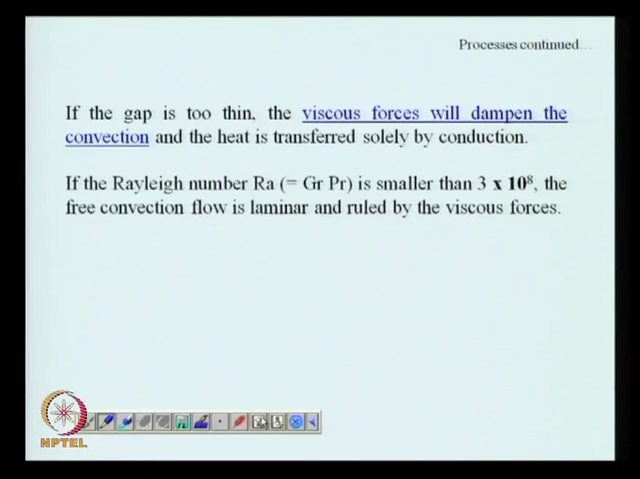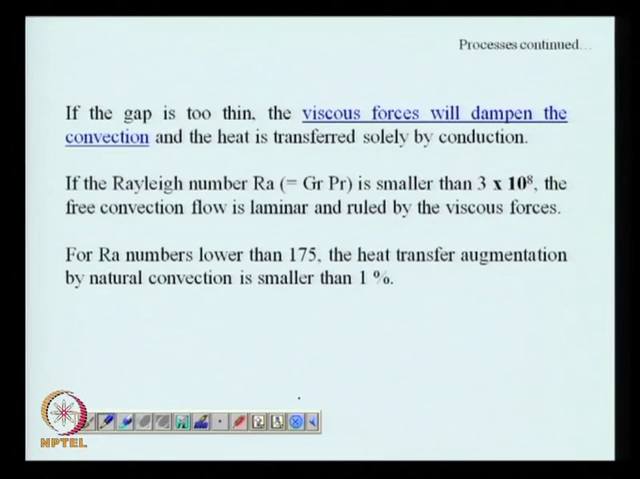Now, if the Grashof number is the buoyancy force by viscous force, and the gap between two plates is very thin, then any buoyancy driven flow created inside a microchannel will be dampened by viscous forces, if the two surfaces are very close to each other. Whereas, if you think of this room, then if the wall is cold, the air near the wall does not feel the presence of the wall at the other end of the room.